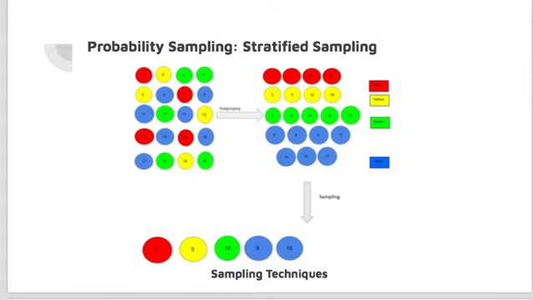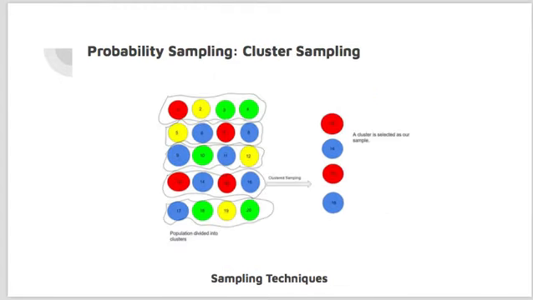Unless you know the characteristics of the population, it is not recommended to go for stratification. So this type of sampling wants representation. If you want representation from all the subgroups of the population, we can go for stratified sampling. And the next sampling technique in probability sampling is cluster sampling.